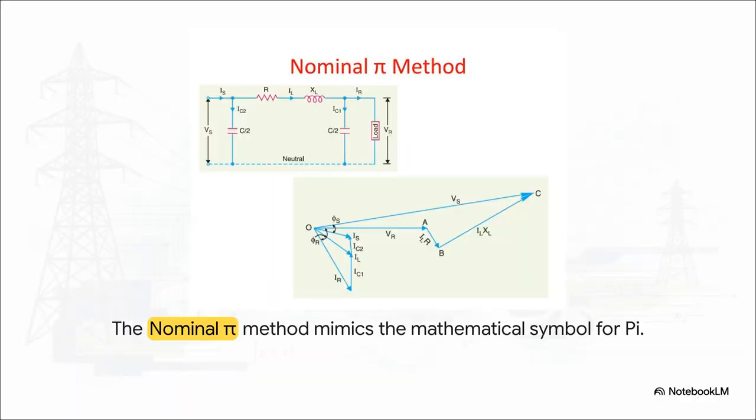And this brilliantly illustrates the alternative, the nominal pi method. Notice how the visual shape has totally shifted?